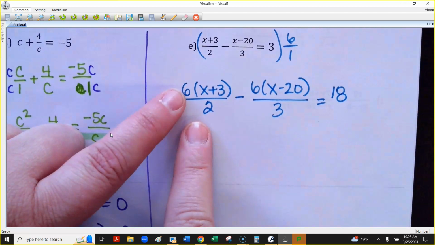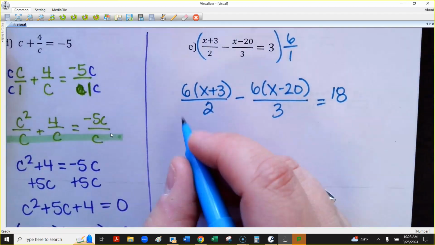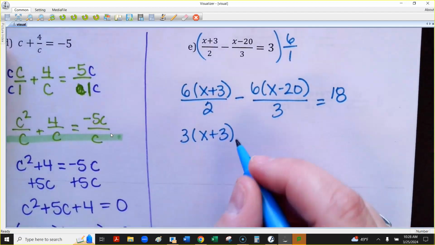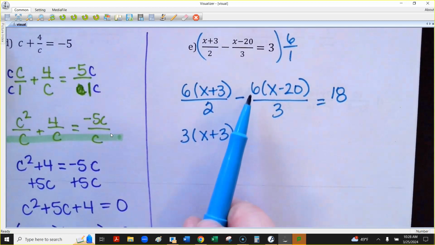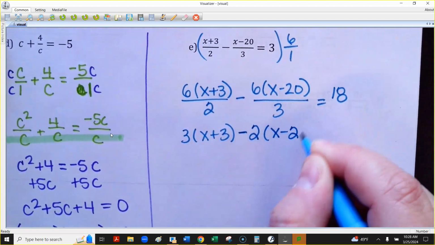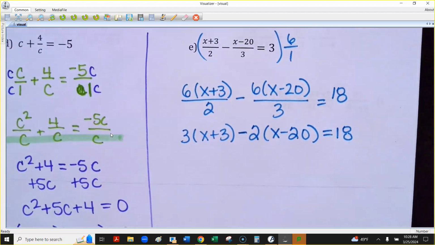So this fraction, you got a product on the top. 6 divided by 2, totally allowed to do that. This would be 3. We'd still have to do a little distributive property, but I'm just trying to save you a little time. The next term, 6 divided by 3, out in front we'd keep a 2. You'd still have the (x - 20). And then you'd have the 18 on the other side.